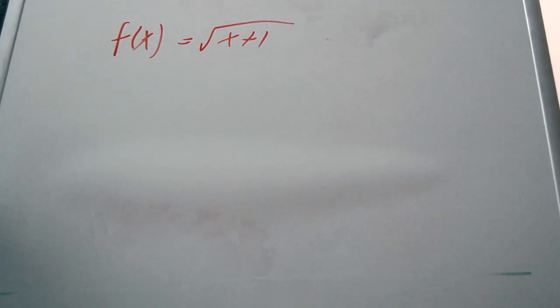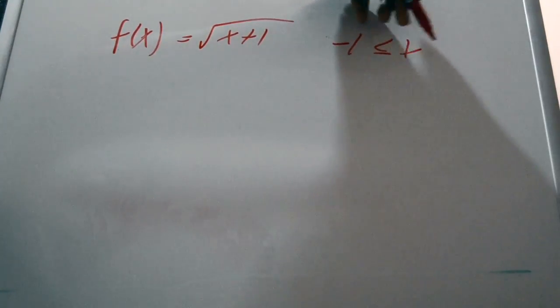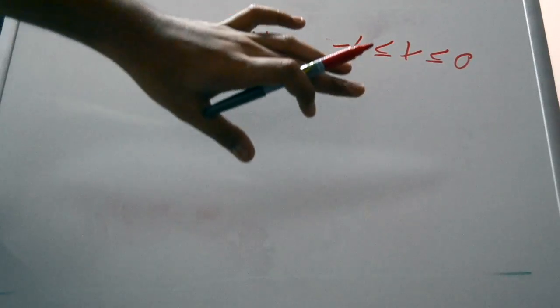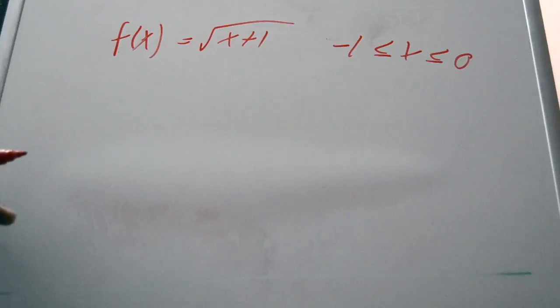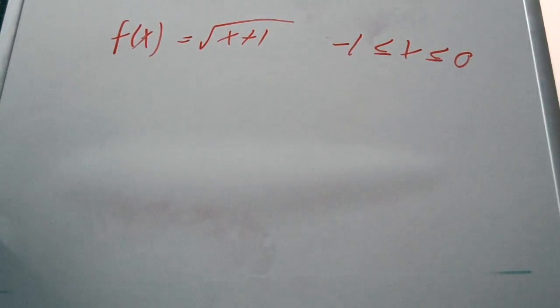I'm going to write down the question, of course, then you can pause the video and just do it on your own and check my answer afterwards. So f of x is equal to the square root of x plus 1. Nothing too hard yet. Negative 1 to 0, so negative 1 is less than or equal to x, and x is less than or equal to 0. So that is your lower and upper limit of integration.